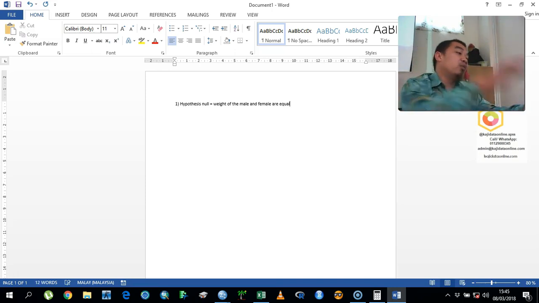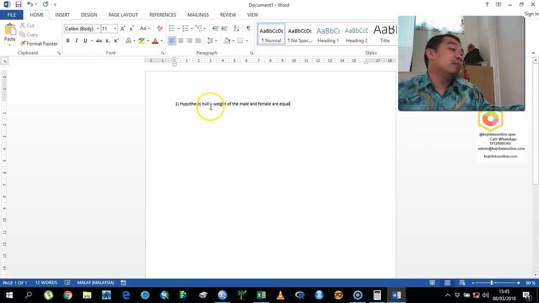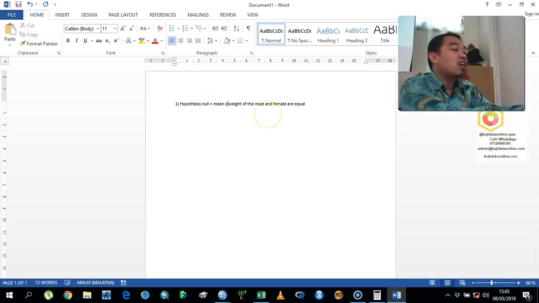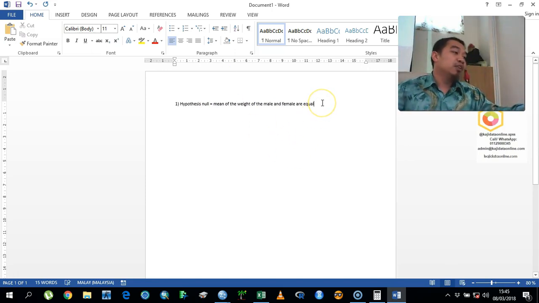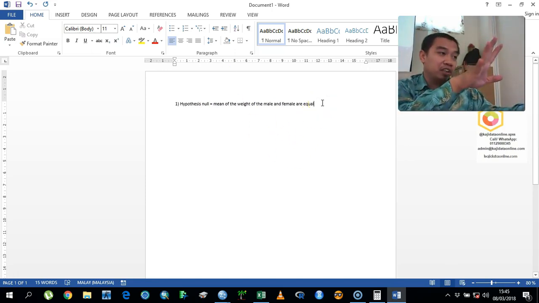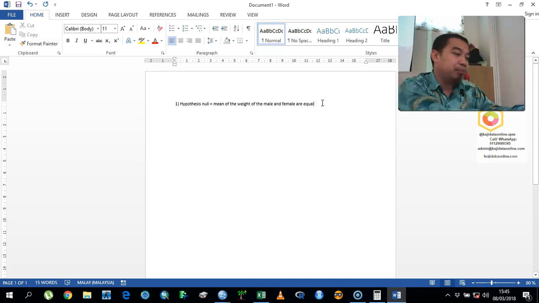Tapi bila kita kata weight ni, dia tak tepat lah. Sebenarnya mean of the weight of the male and female are equal. So if my English is not so good, please don't condemn me because I'm not an Englishman, okay? So hypothesis alternative, which is we are considering to look into any differences kan. So dia bukan sama dengan ni.